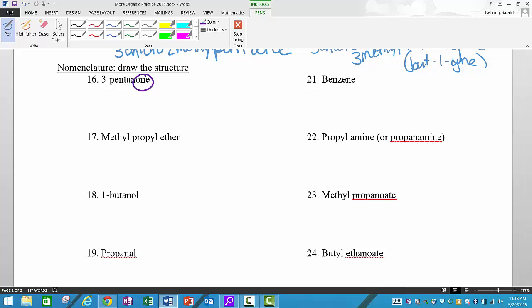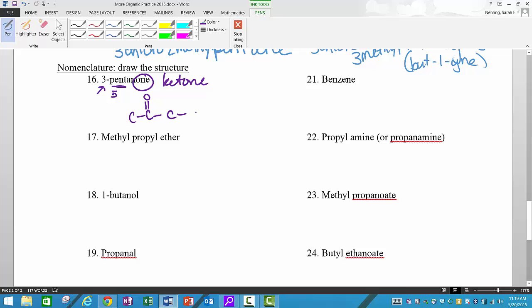So in this video, we're going to be looking at the second half of this practice set in which we're given the name and asked to draw the structure. So looking at number 16 here, I can see that the name ends in "-one", and that tells me it is a ketone. Ketone means there's a carbon with a double bond to an oxygen, and then there's carbons on either side of it. Breaking down the name further, when I see pent, that means 5 carbons, and 3 means that the ketone group is on the third carbon.